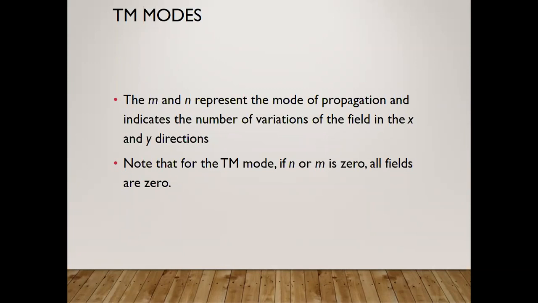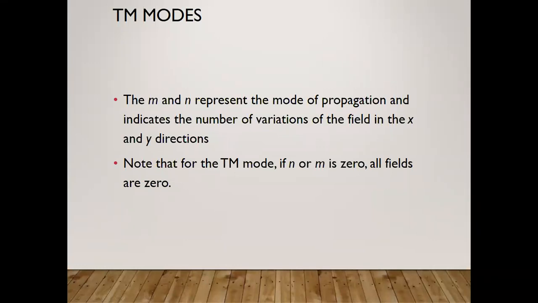in the many expressions we are able to observe the small m, which is the representation of the mode of propagation, and indicates the number of variations of the fields in the x and the y direction. Okay, in short, what is the use of the mn? This is used for the representation of the mode of propagation, which indicates the number of variations in the field in the x and y direction.